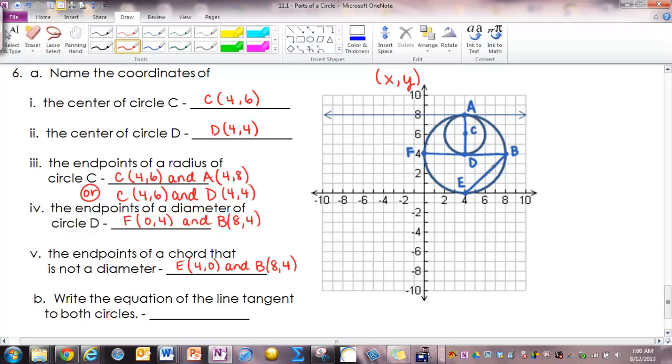And the last thing I'm asked to do is to write the equation of the line tangent to both circles. Now, that line they're talking about is right up here. Now, if it's tangent to both circles, it just barely touches each circle in one point and is outside of both circles. So that line in light blue there is the line I'm looking for. Now, it is a horizontal line. It goes straight across, and it crosses the y-axis. So this is a y equals line. So we look at where it crosses the y-axis, which is right here, and that's at 8. So I write that equation of the line as y equals 8.